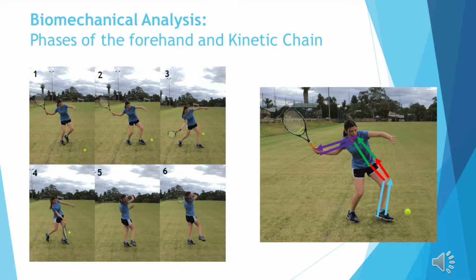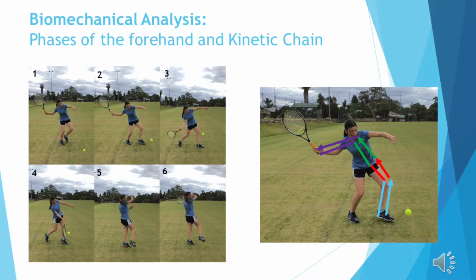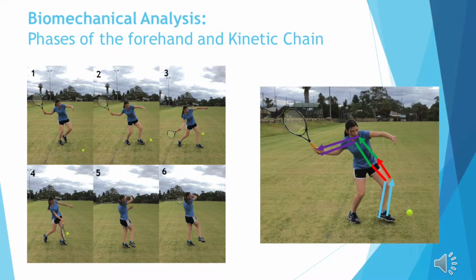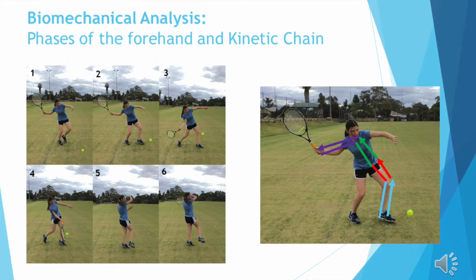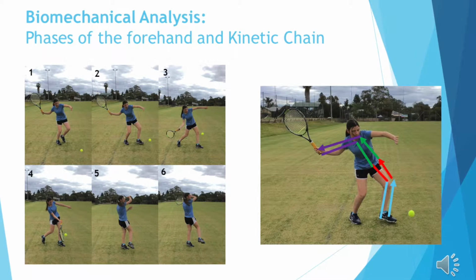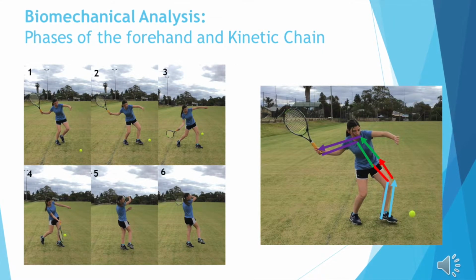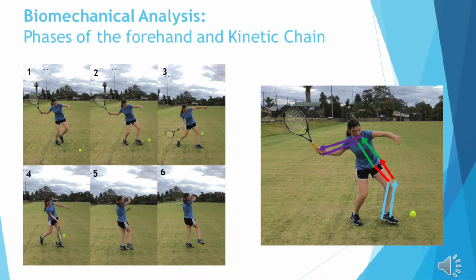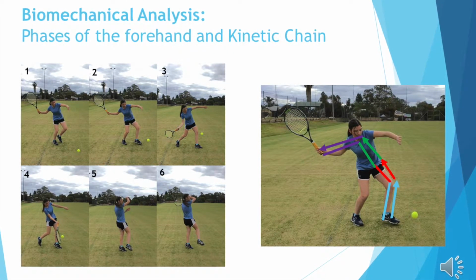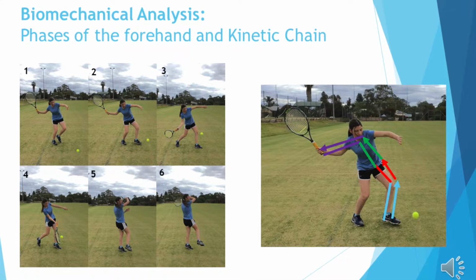Okay, so the next thing we're going to look at is the various phases of the forehand and the kinetic chain. If we look at the photo to the left, it shows the various phases of the forehand. We start with positioning, so getting into the position. Then we go into a stance, so that involves the rotation of the body through the hips and the shoulders. Then there's the backswing, the swinging of the racket back in a loop shape.